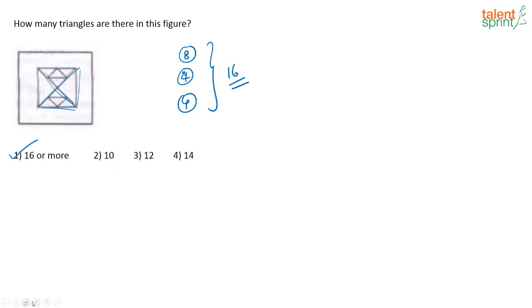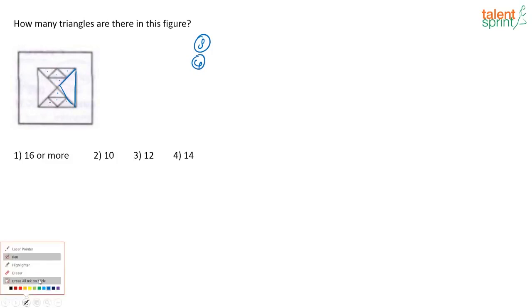Since some of you got different answers, let me explain how I calculated it once again. If you look at the smaller triangles, here, 1, 2, 3, 4, 5, 6, 7, 8. 8 smaller triangles are there. Now if you look at the triangles of this size, there are 4: 1, 2, 3 and 4. So that was 4.